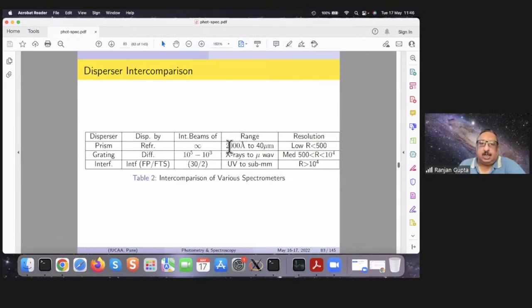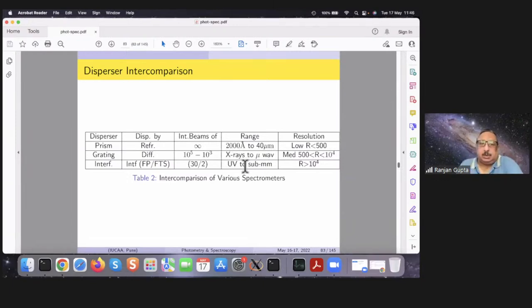And of course the range, because a prism can be made of non-glass material, like yesterday some question was there. Glass will absorb ultraviolet, but certain crystals allow ultraviolet light. So it can go all the way from 2000 angstroms to infrared. And they fall in the R below 5. R I defined just now. Grating comes in between. R is now between 500 and 10,000. And gratings can work from X-rays to microwaves.